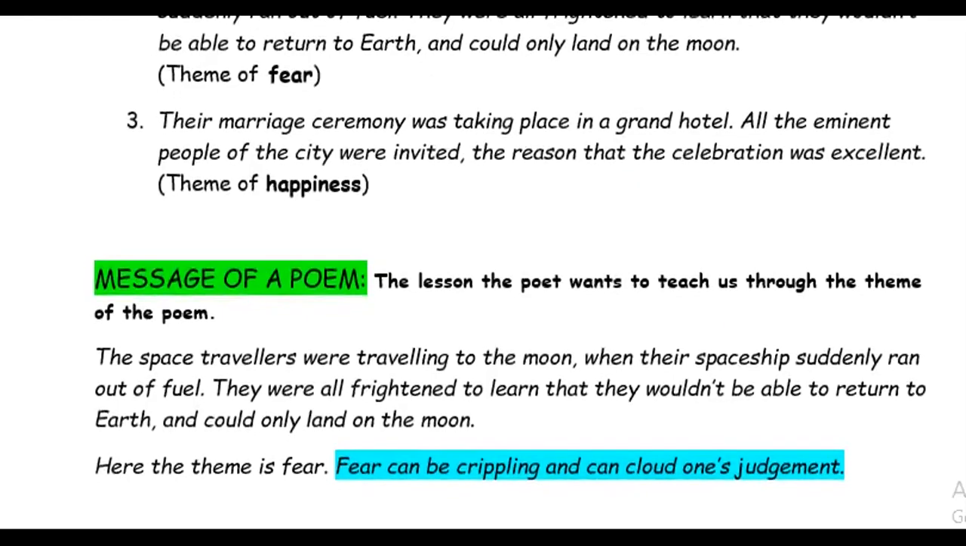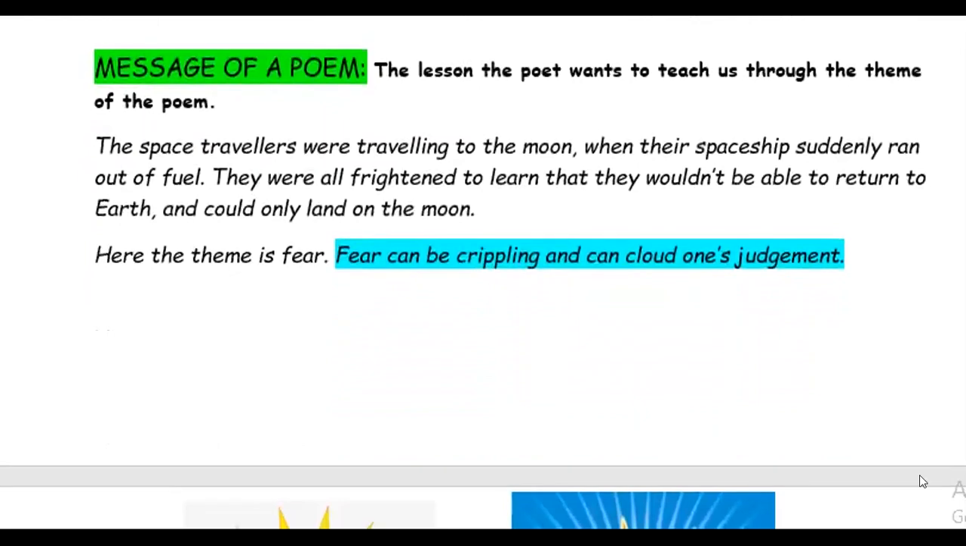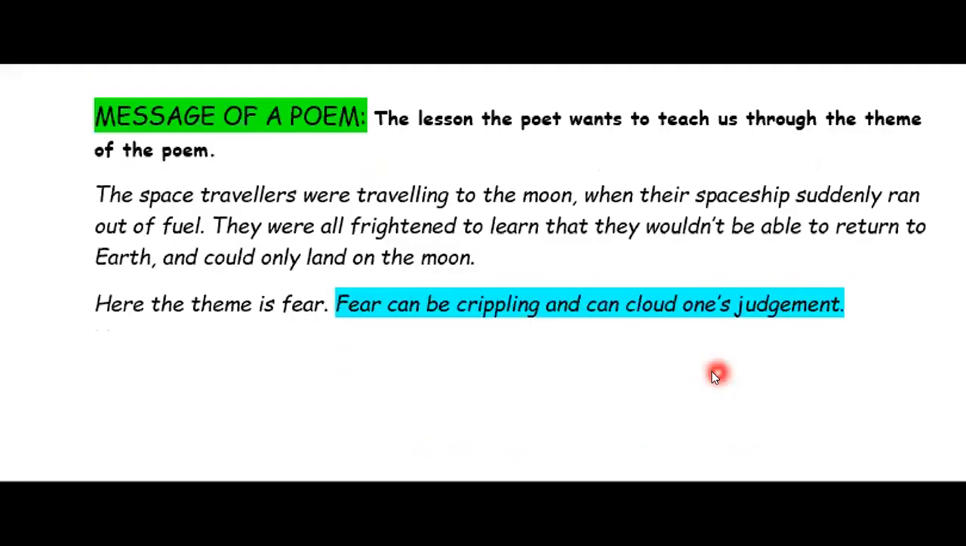Closely related to theme is message. So we can't explain a message if we don't have theme, right? The message of a poem is basically when the poet wants to teach us a lesson using the theme of the poem. So we looked at the example, the space travelers were traveling to the moon, and we said that here the theme is fear. And what's the message of this theme? Well, fear can be crippling and it can cloud one's judgment. When your judgment is clouded, you can't think properly, you can't come to a solution because you are just filled with the fear of this problem.